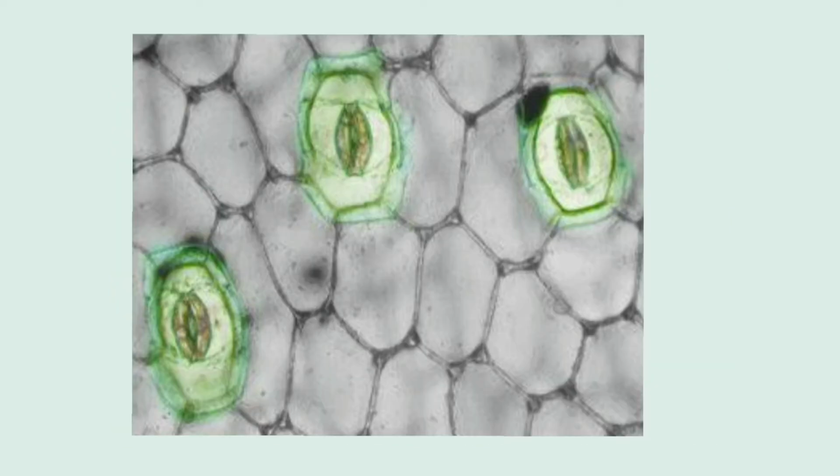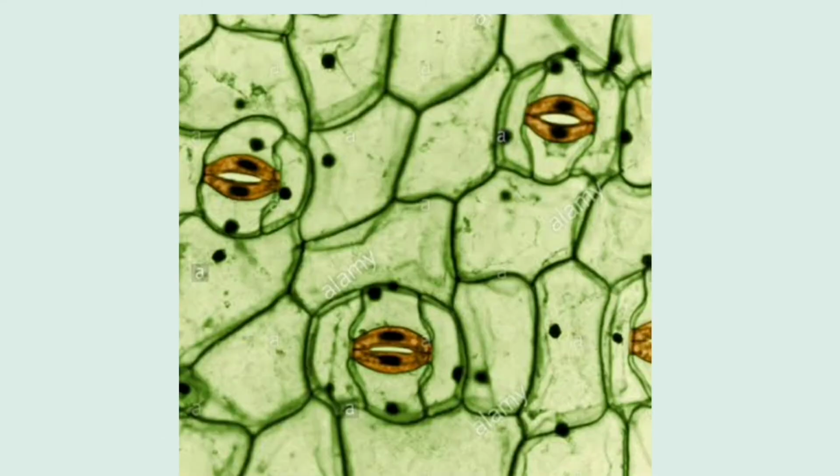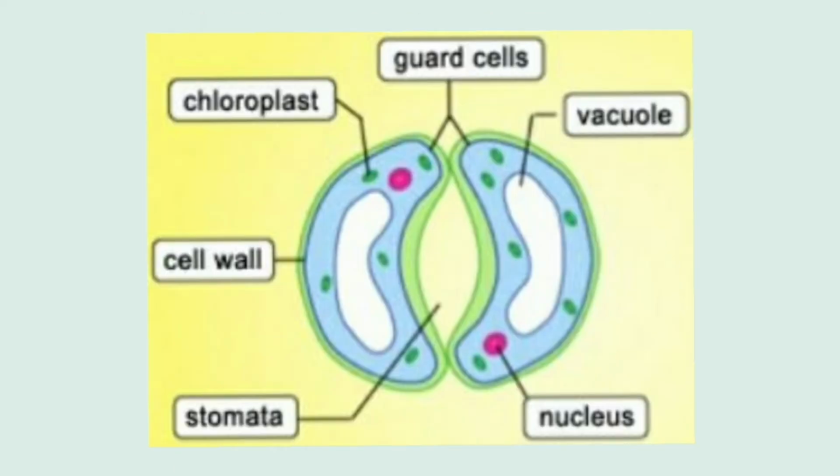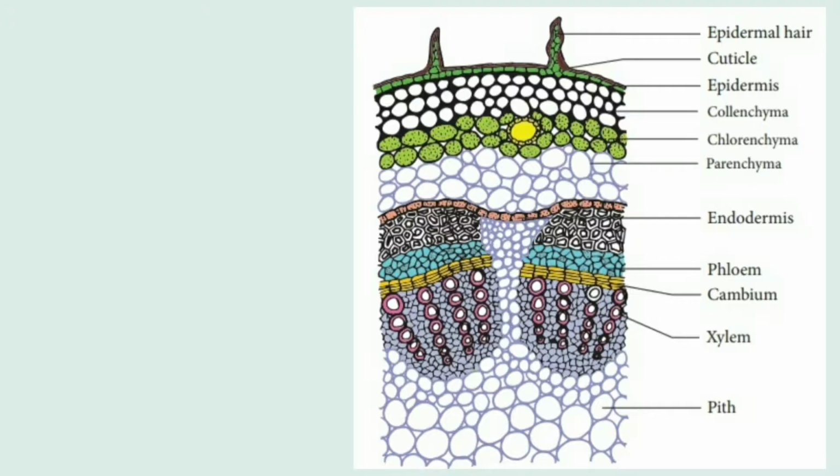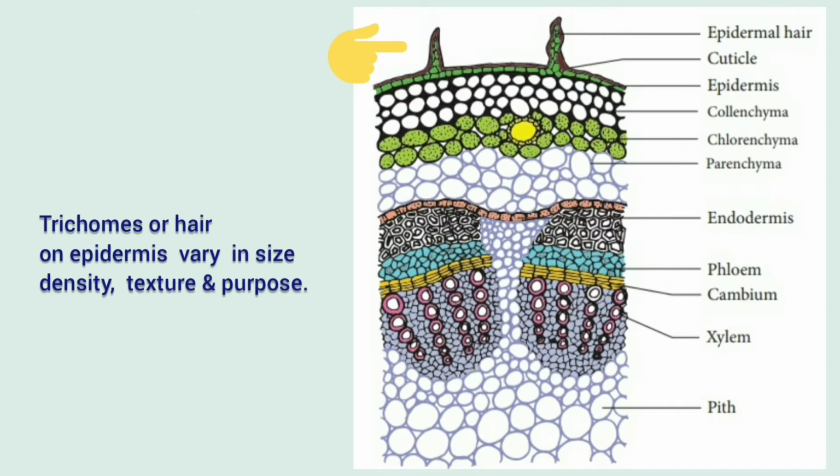And then within the epidermis, there are bean-shaped cells called the guard cells. The guard cells are around an opening which is called the stomata. The stomata are specialized pores that allow gas exchange. The epidermis may also bear hair or trichomes which vary in size, density, texture and purpose.